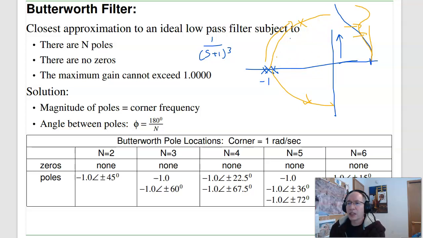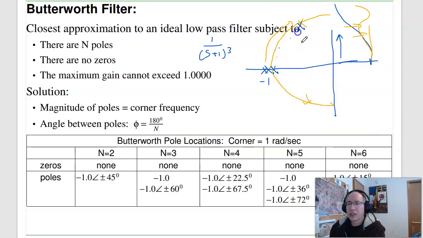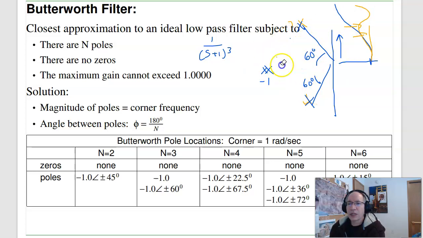The angle between poles is, for 3 poles, 180 over 3. So this is 60 degrees. This is 60 degrees. So it's actually really easy to calculate. For 3 poles, I have a pole at -1, plus and minus 60 degrees. If I have 5 poles, I'm just going to do odd numbers right now. We'll do even numbers later.